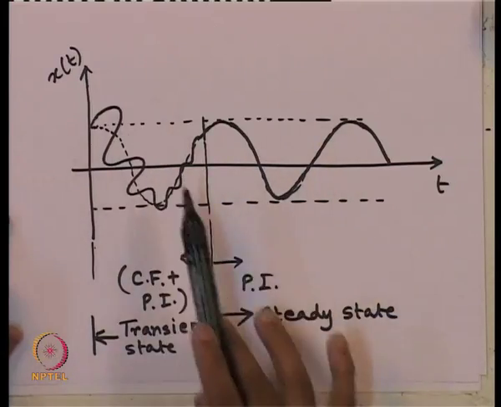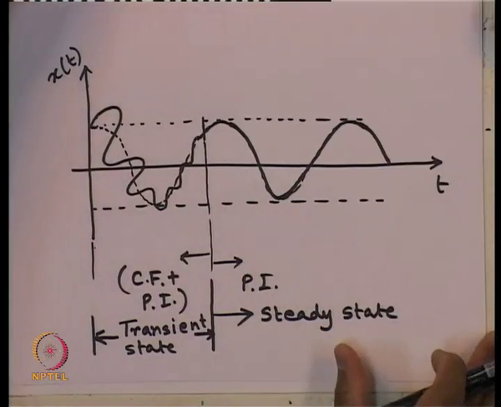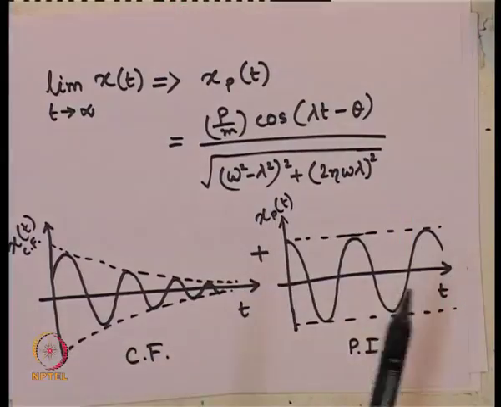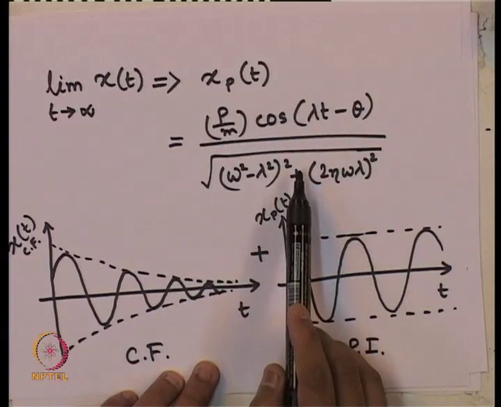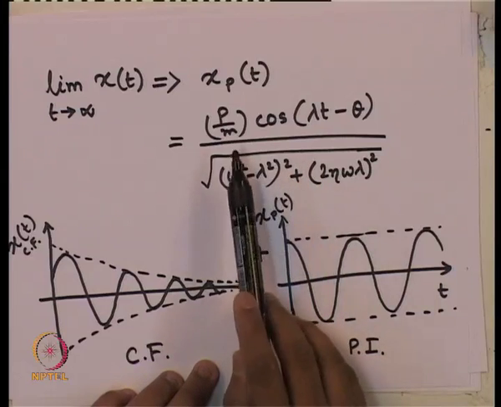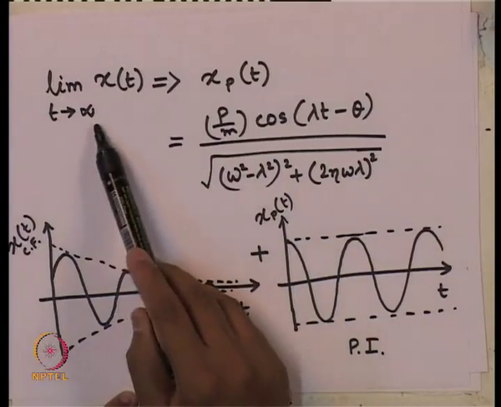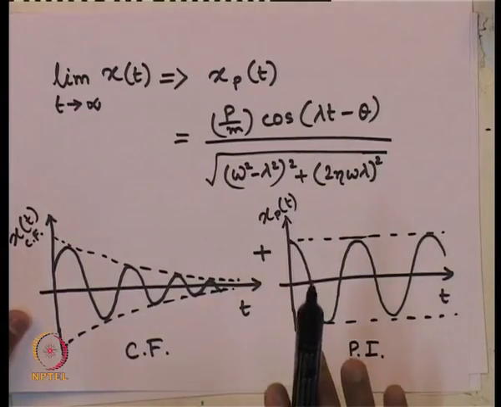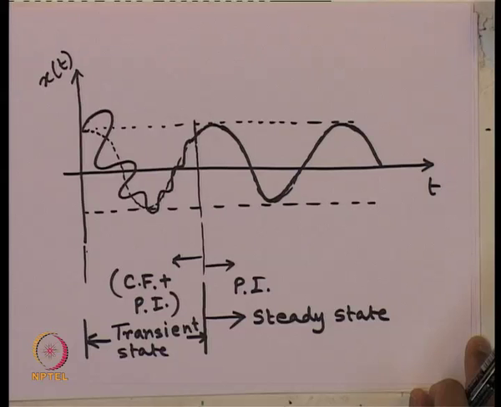The effect of initial conditions is no longer existing, because if you look at the solution once again, in this solution of x p of t, there is no x naught, no x naught dot. So, the initial conditions are not present in this particular integral, which is for t tends to infinity. So, initial conditions have totally been removed. That point when it gets started is called the starting of the steady state response.